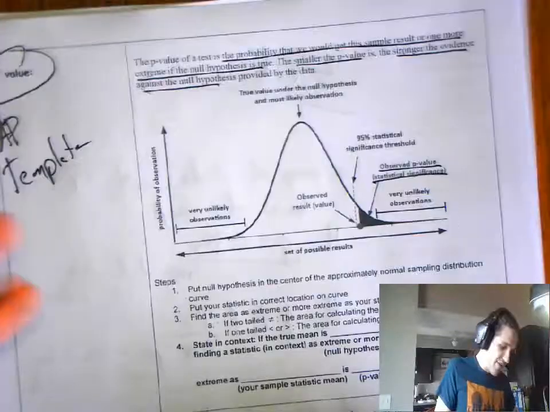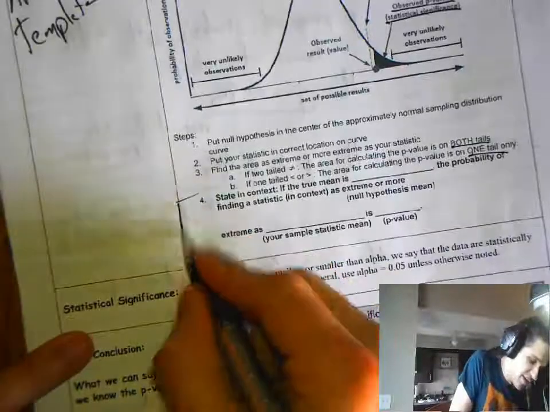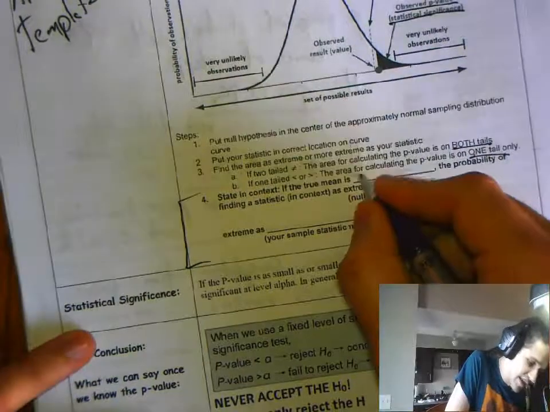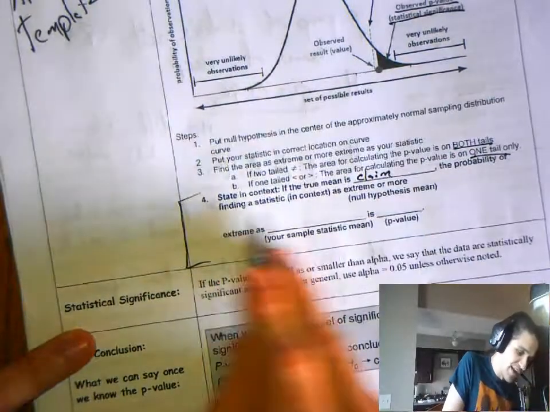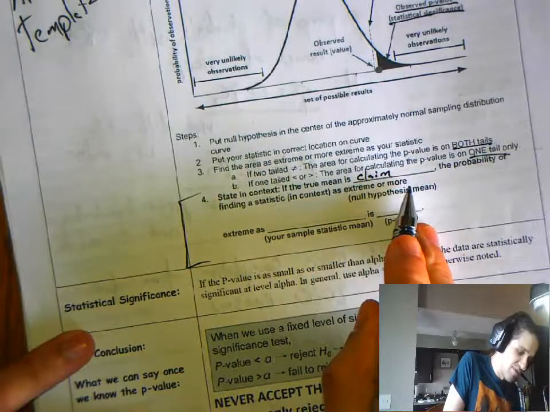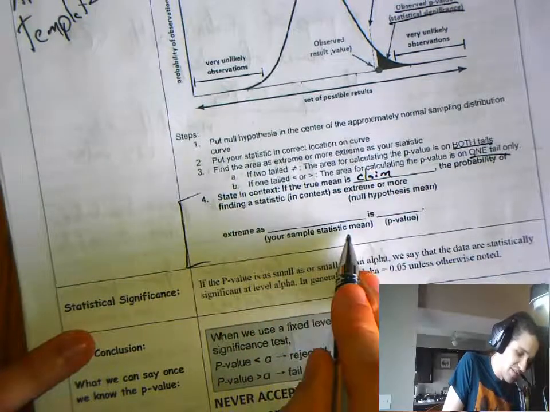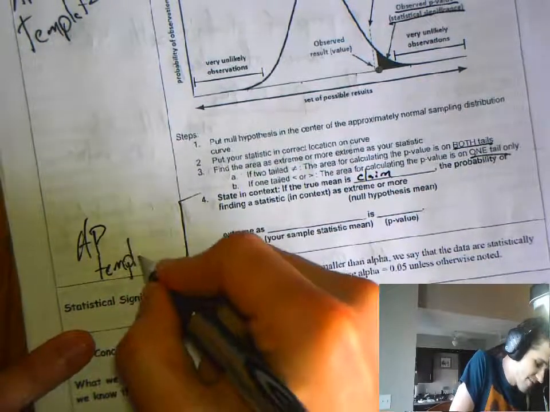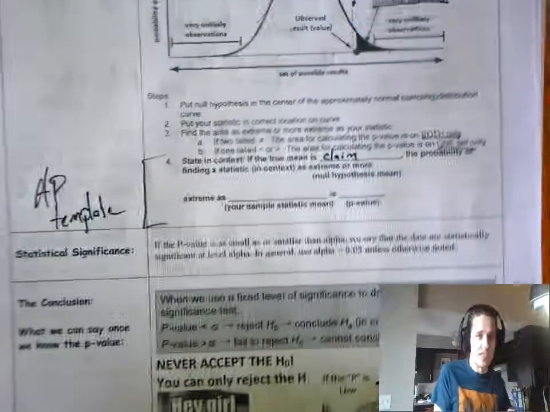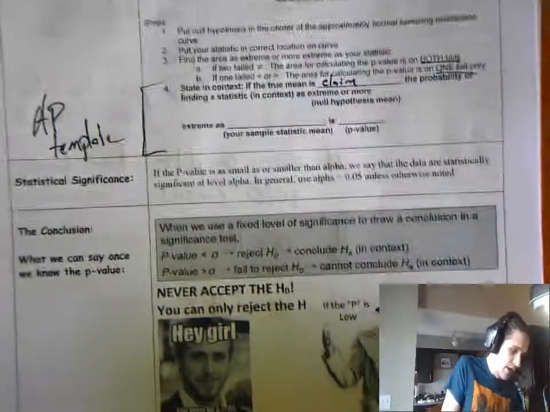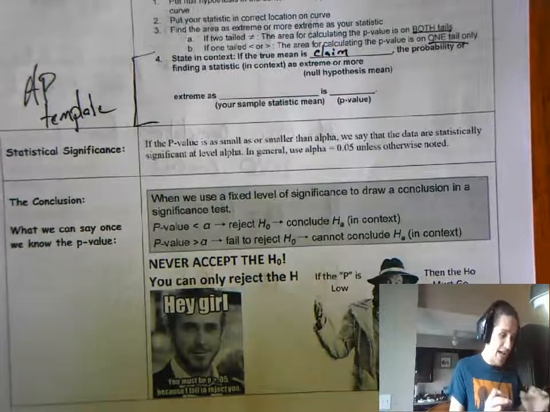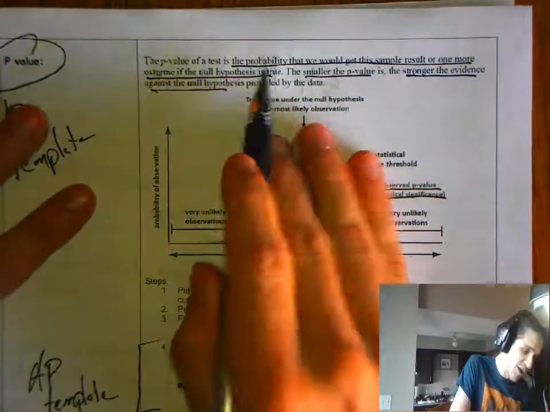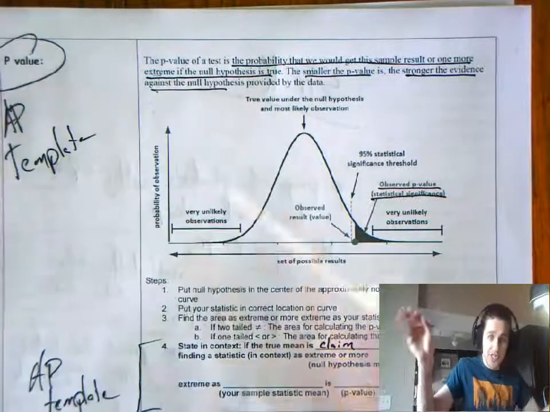Okay. So what do we have here? We have an AP template down at the bottom. State in context: if the true mean is the claimed value, the probability of finding a statistic in context as extreme or more extreme as your sample statistic mean is the p-value. So this down here is your AP template. How likely is it to see a result this extreme or more extreme? All right, what do we do? So we're going to find a p-value. That is, how likely is this result? I cannot overemphasize how important this thing is. The probability we would get a sample result or one more extreme. A result this far out.